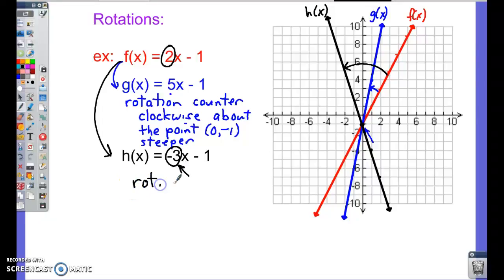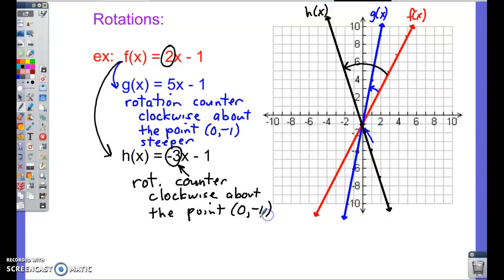So we are going to say it's a rotation counterclockwise. And once again, it is about the point 0, -1. And in this case, it did become steeper once again because it went from an absolute value of positive 2 to an absolute value of positive 3.